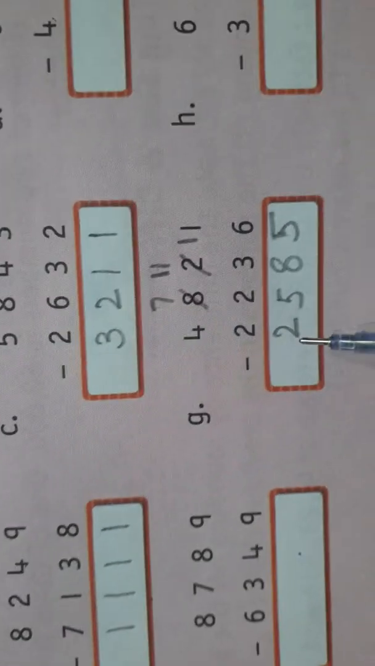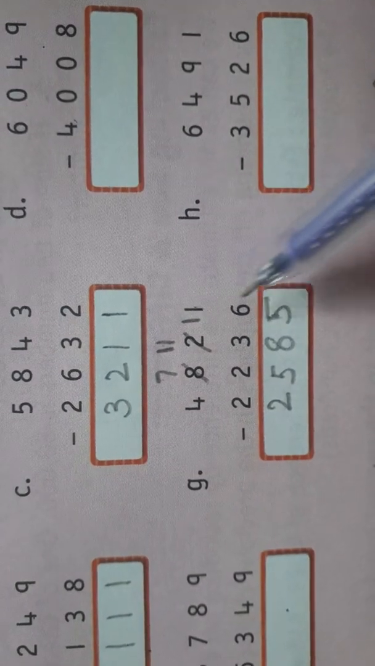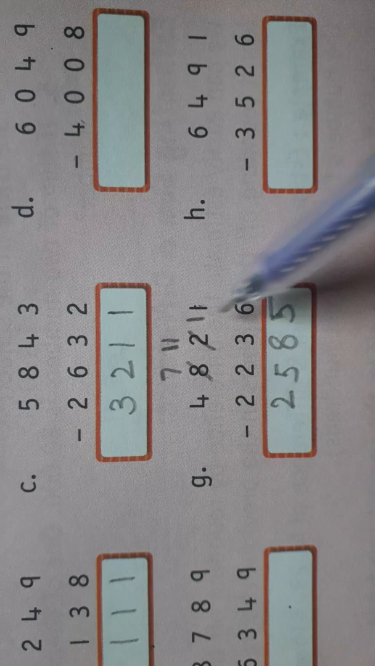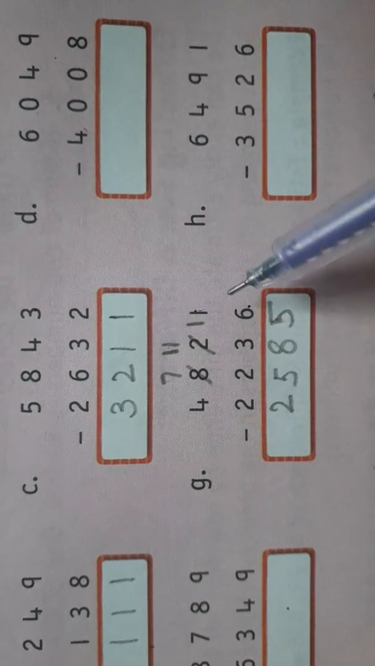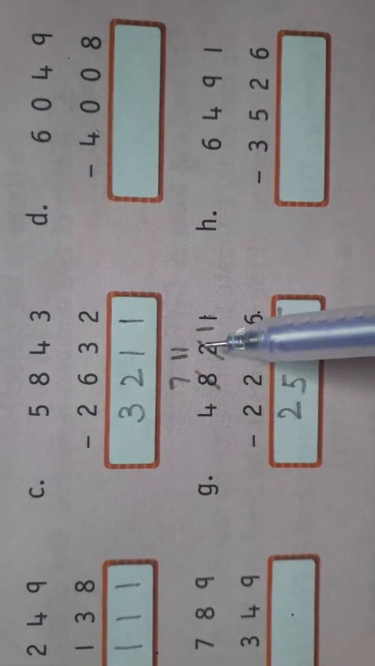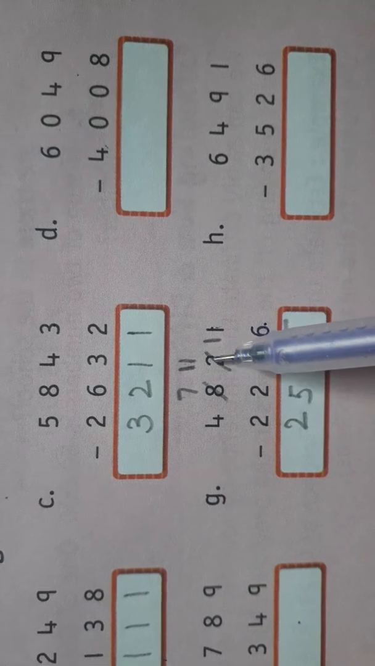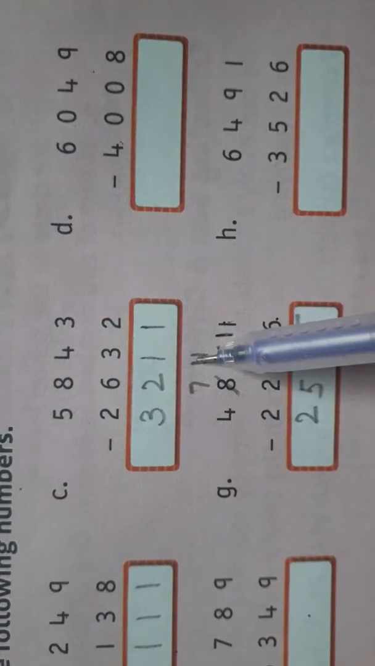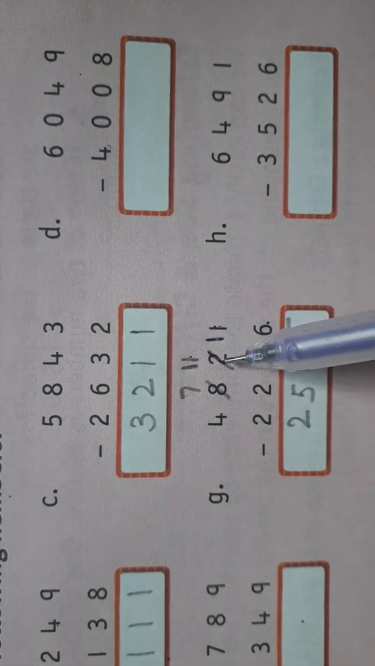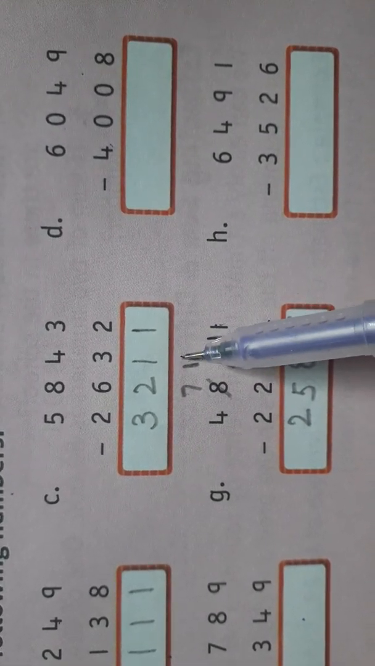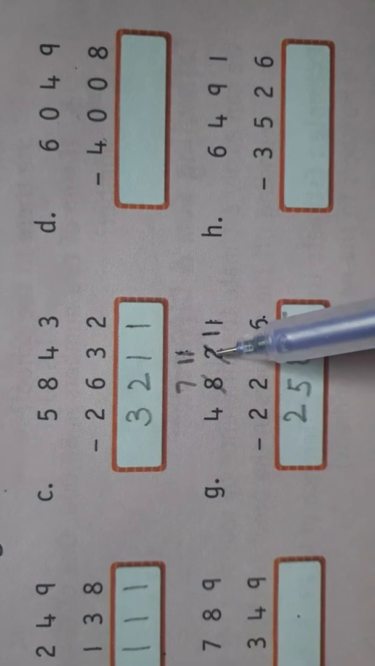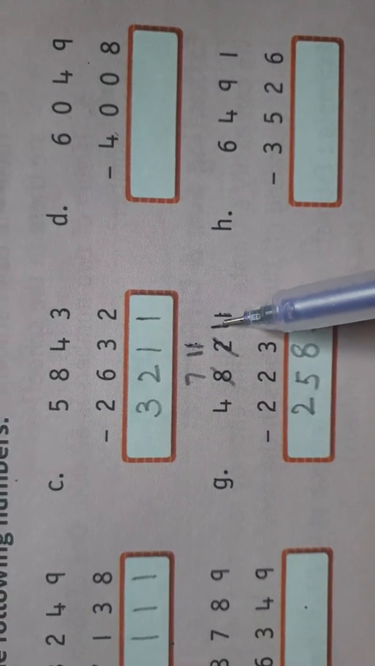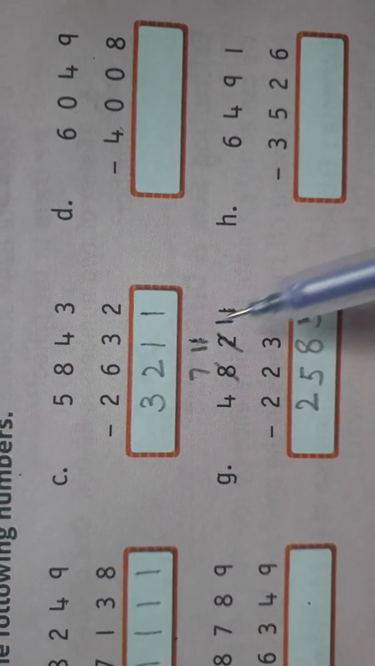Now, we will see G. Now, here we have 1 in ones place. 1 minus 6. Can we take out? No, we cannot take out. So, we will go for tens place, and from 2 we are getting one number. So, it will be 1 here. When we are taking one number from 2, this will become 11, and here it will be 1.